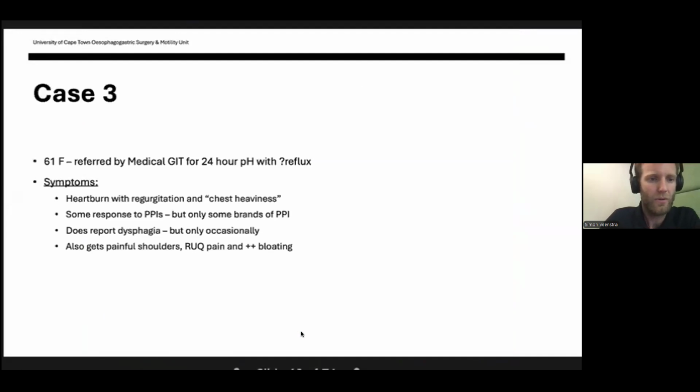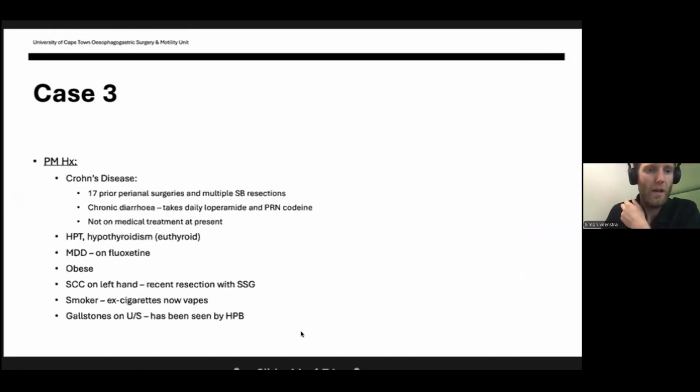So third case, the 61-year-old lady who was concerned for reflux and was referred for a 24-hour pH study. Her symptoms were heartburn with regurgitation and a chest heaviness. She had reported some symptomatic improvement to PPIs, but to only some brands of PPI, and also reported dysphagia, but only occasionally. She also reported painful shoulders, right upper quadrant pain, and bloating.